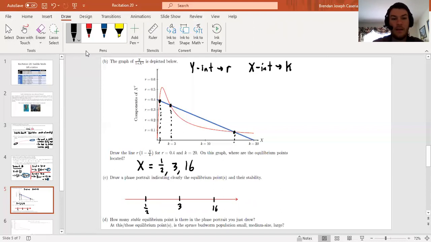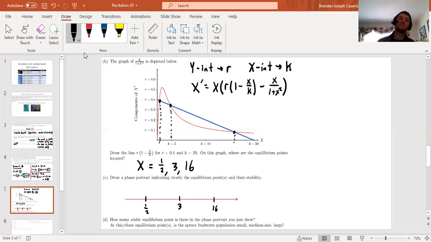So in order to determine the stability, we need to determine if x prime is positive or negative in each of these intervals defined by the equilibrium points. So if you remember, our x prime was x times r times (1 minus x over k), and then minus x over 1 plus x squared. Okay, so this will be positive when this term is positive.